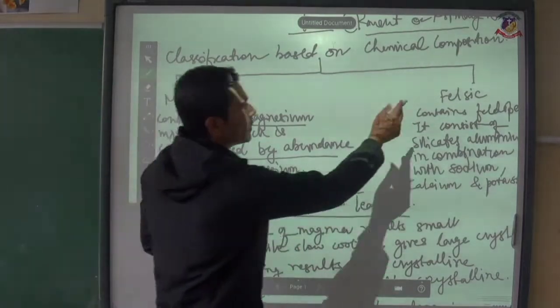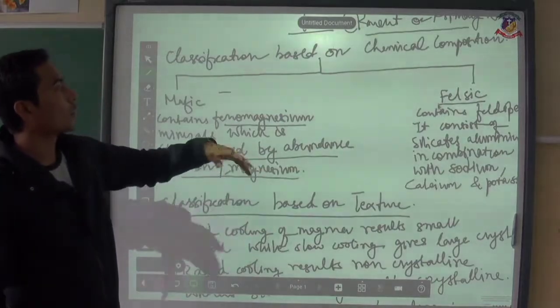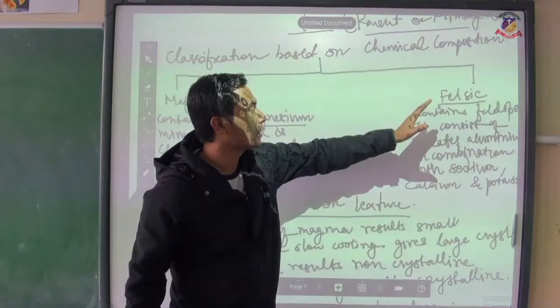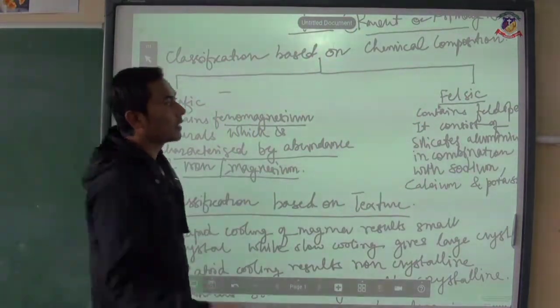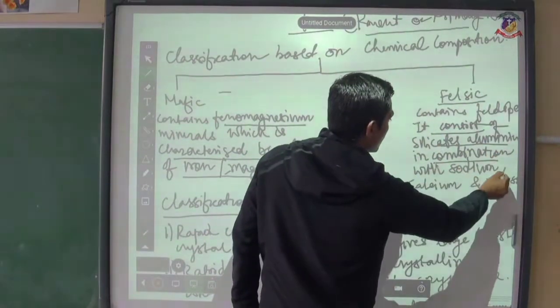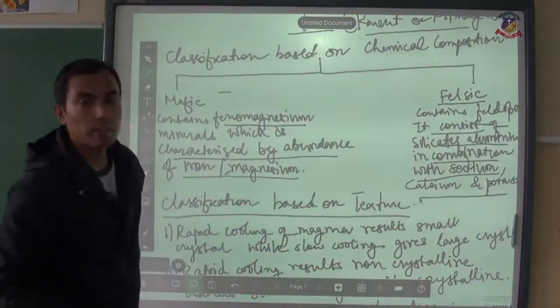Next is felsic. Now felsic is another rock based on chemical composition, and it contains feldspar. Clear? It contains silicates, aluminium in combination with sodium, calcium and potassium.